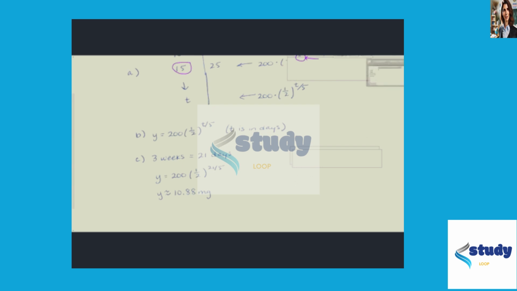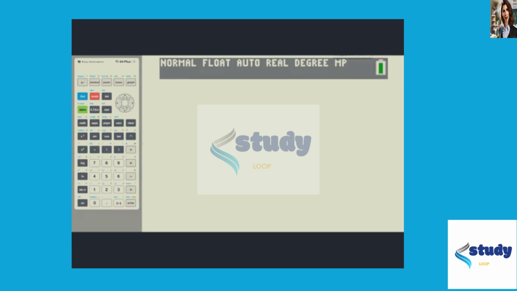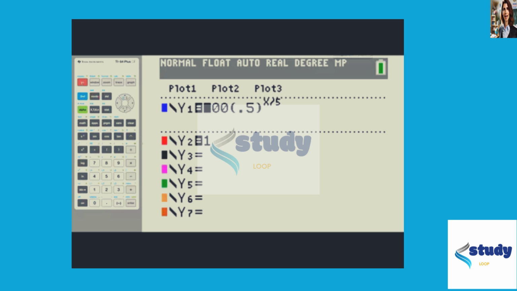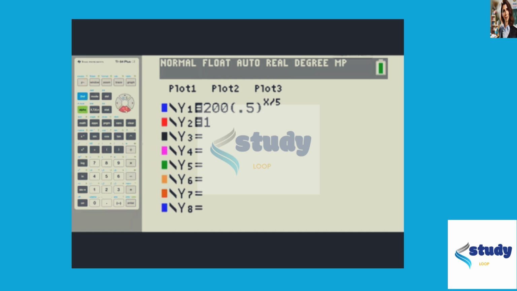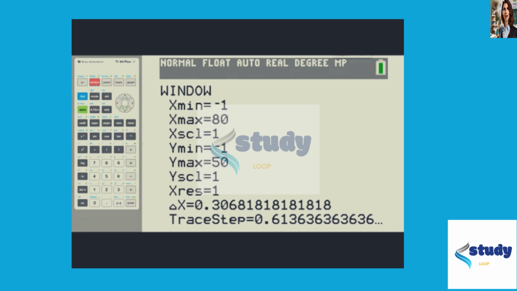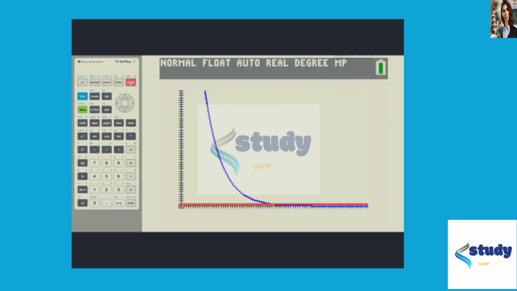Finally, we'll use a graphing calculator and we'll graph the function that we found, 200 times 1/2 to the x divided by 5. And we'll also graph the line y equals 1 because we're interested in finding the time it takes to get down to 1 milligram. So the line y equals 1 will represent 1 milligram. Then for a window, I've chosen to go from -1 to 80 on my x-axis and from -1 to 50 on my y-axis. And you just choose some numbers and fiddle around with them until you find what you like. Now we'll graph that.